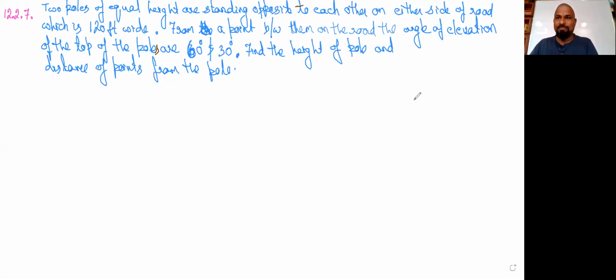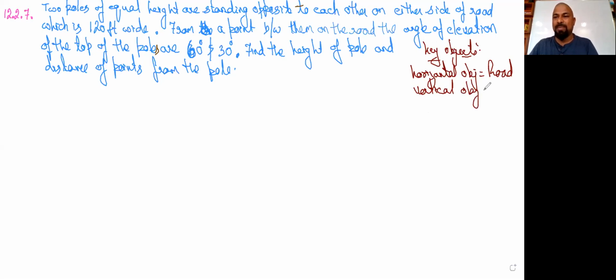Right, guys, if you observe this one, what are the key objects present in this question? The horizontal object is nothing but the road. The vertical objects are nothing but the two poles. Now, slant objects?